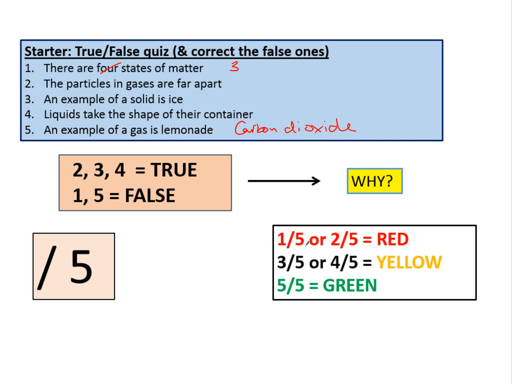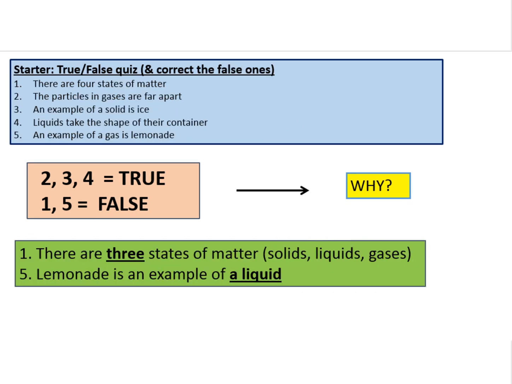Okay? So, if you had 1 out of 5 or 2 out of 5, you're in the red. If you had 3 or 4, you're in the yellow. Well done, those of you that had 5 out of 5. So, we want to get you to start thinking today.